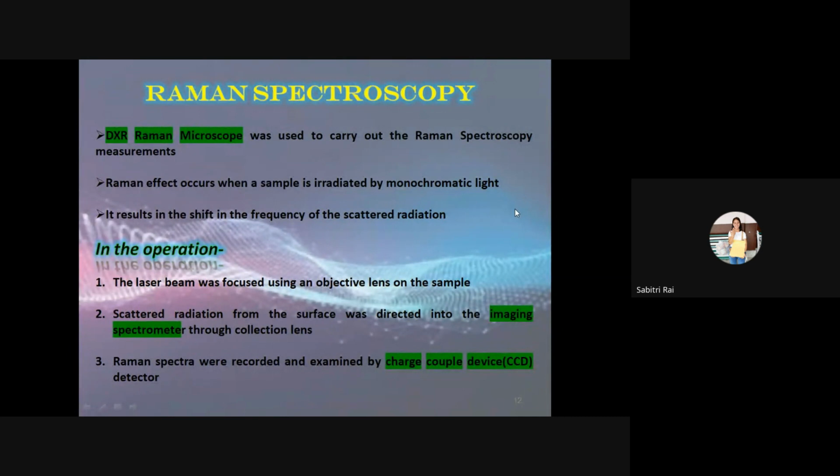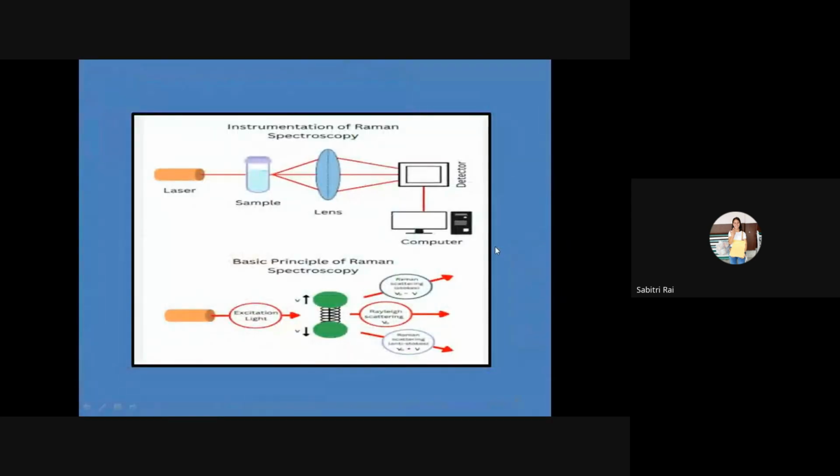Now we move on to the Raman spectroscopy. To carry out Raman spectroscopy measurements, we use a DXR Raman microscope. The Raman effect occurs when a sample is irradiated by monochromatic light. Then it results in the frequency shift of scattered radiation. This is the scattered radiation.